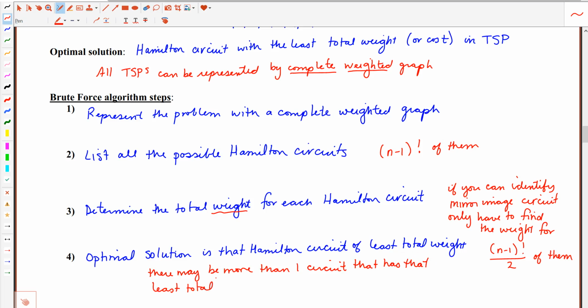So we're guaranteed for a circuit and its mirror image to have the same weight, but there actually might be other ones that go about different vertices but have that same weight. Okay, so that could happen. So there may be more than one circuit that has that least total weight. When you get down to identifying the optimal solution, I only need you to state one of them.